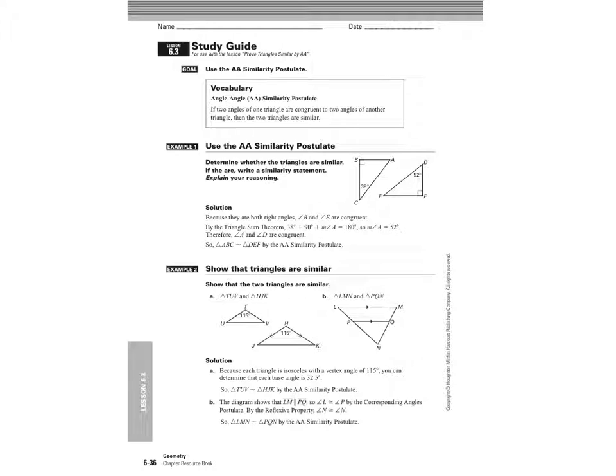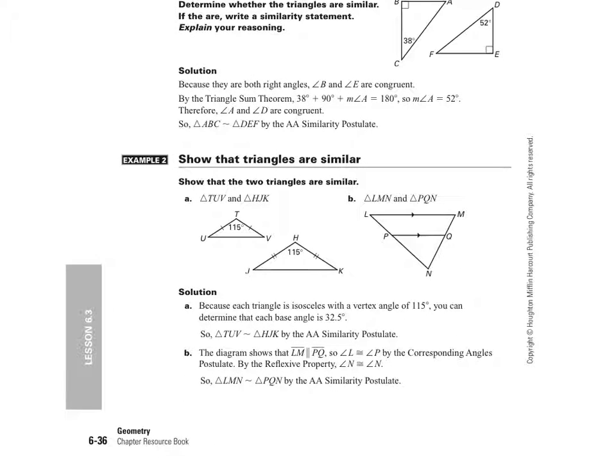In 6.3, this is where we learned the first shortcut. So what you need to do for this is you don't need to show every single angle congruent and every single side proportional. As soon as you can find 2 angles that are congruent, you can prove that the triangles are similar. Now, you may have pictures where they're going to be together, like in part B here. In this one, we're referring to the little triangle, the PQN, comparing it to the LMN. So you may have triangles within each other, and know that you'll have to pull them apart to find it.